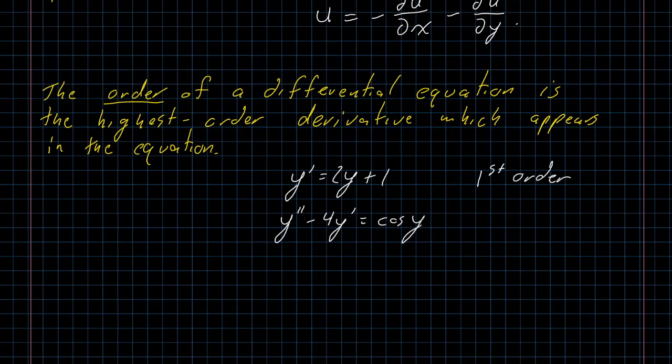Y double prime minus 4 times y prime equals cosine of y. This has the function y, its derivative y prime, and then the second derivative y double prime. So this is a second order equation. We can go to higher order, but again, for the sake of simplicity, we're going to by and large stick to first order and second order equations in this course, just because there's only so much time in a semester.